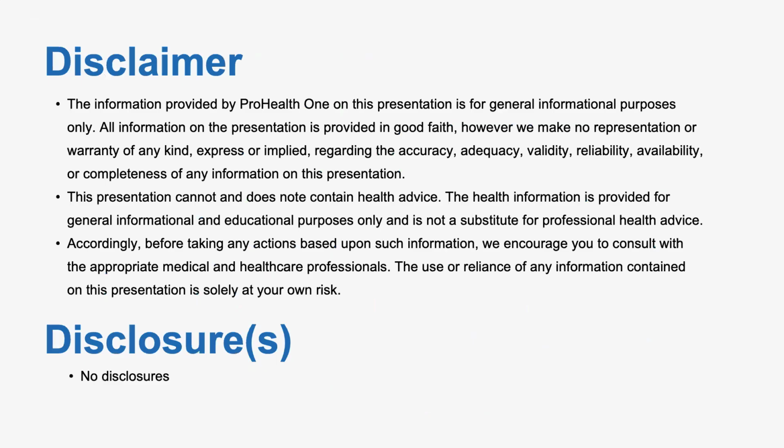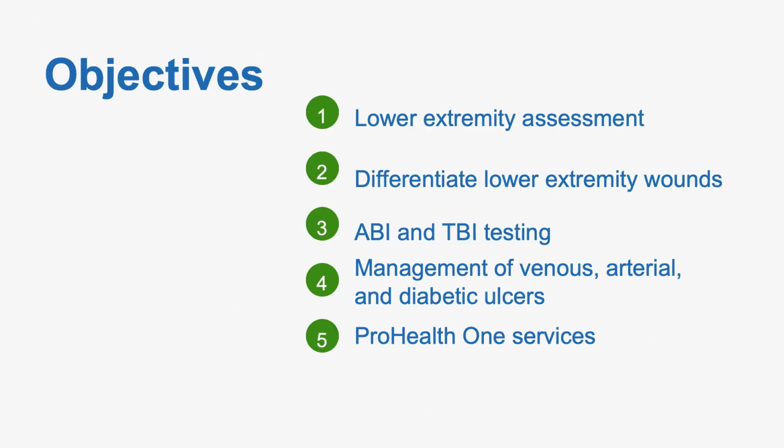The objectives of today's presentation are the lower extremity assessment, discussing how to do an assessment for the lower extremities, the different types of lower extremity wounds. We're going to talk about ABI and TBI testing and the management of venous, arterial, and diabetic ulcers. And finally, we'll talk about the services that we offer at ProHealth One.